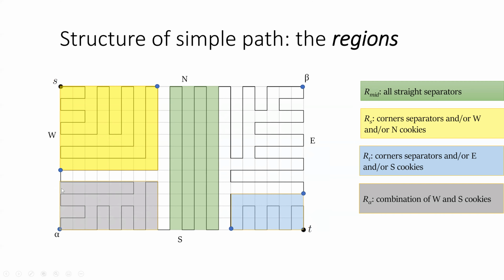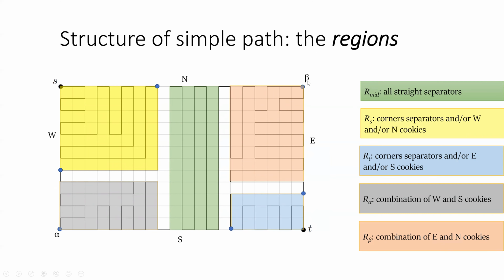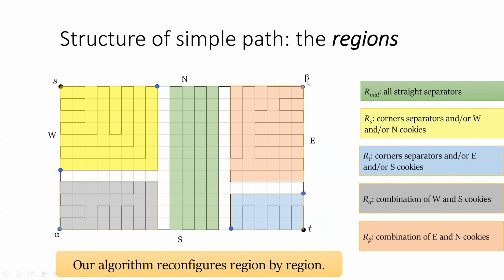This region is called R alpha, and this region is called R beta, because they have alpha and beta as corners. And our algorithm reconfigures ST Hamiltonian paths region by region. That is why it is important to know the regions. Now, note that this path visits alpha before beta, and that's why we have vertical straight separators, and R alpha and RS on one side, R beta and RT on the other side.